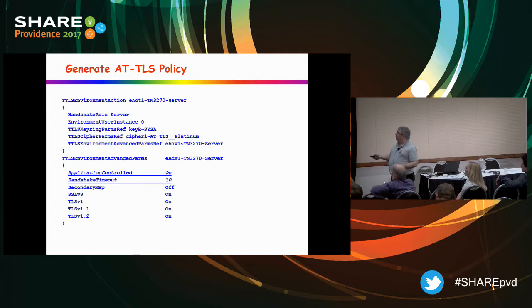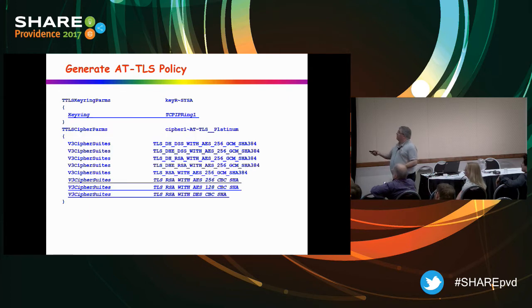Over here, in the TTLS environment advanced parms, these 2 things I had to have. Application control has to be on, and handshake timeout has to be 10. Without those, it doesn't work very well. Handshake timeout, I think, was set to 1 or 0, and I was having problems with sessions not being able to connect because the handshake timeout was too low. So just keep raising this number until you finally stop having that timeout. On my system, 10 worked.